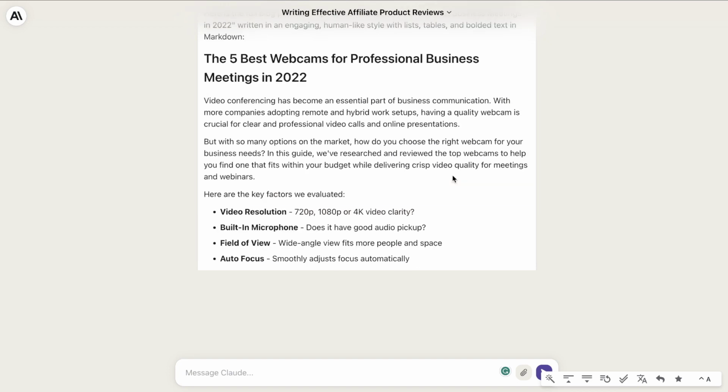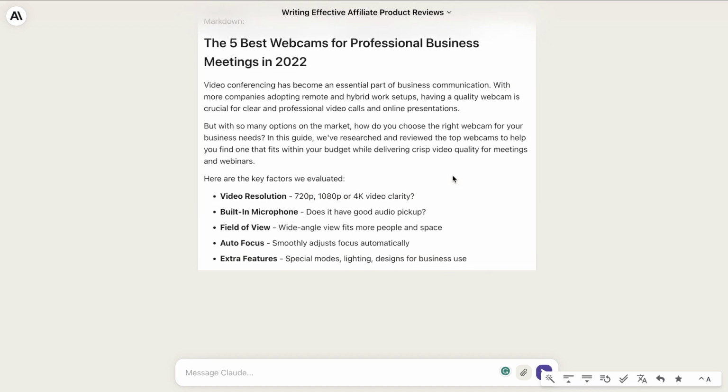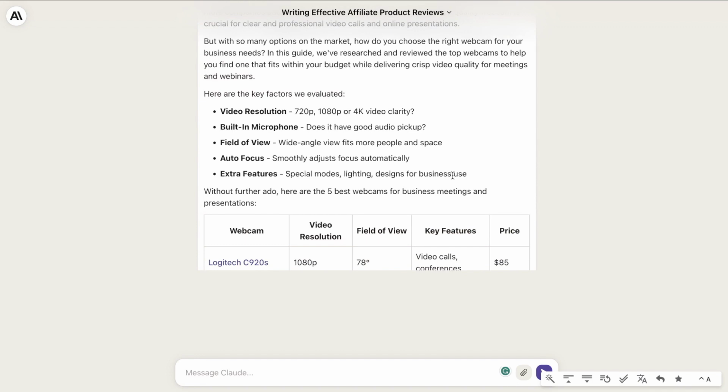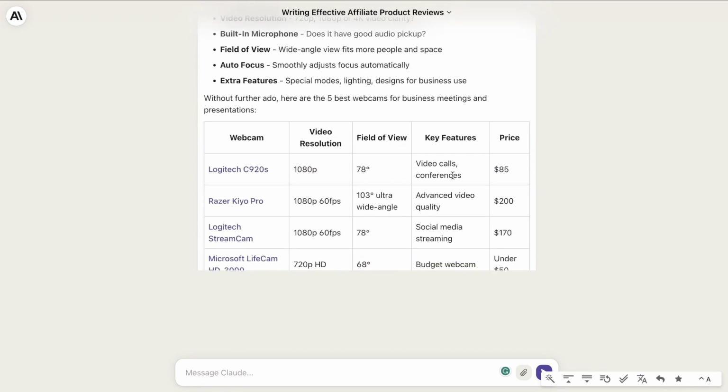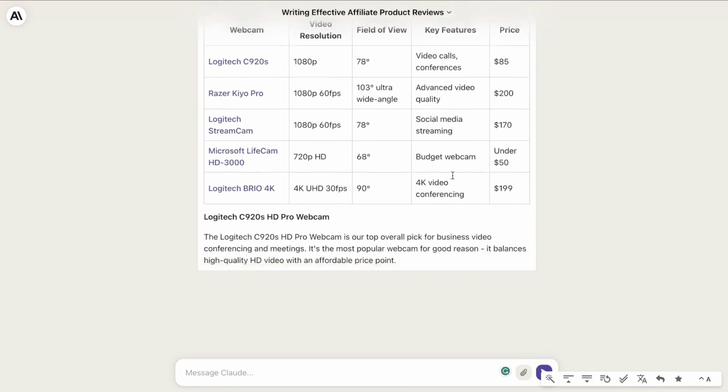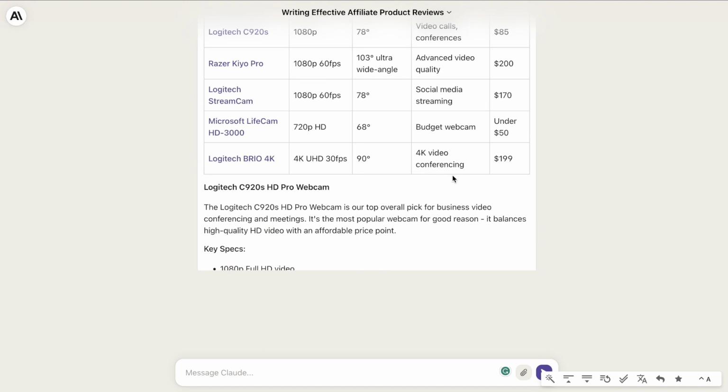But just in terms of the content we got back, I would have to go with Claude over ChatGPT for this specific example. I do think that we were able to get more in-depth and more relevant information for this product review compared to ChatGPT.